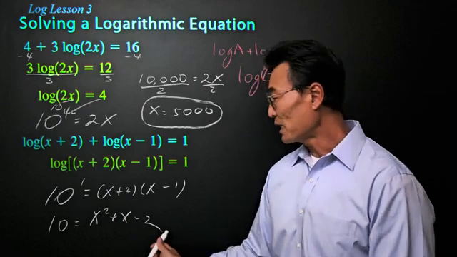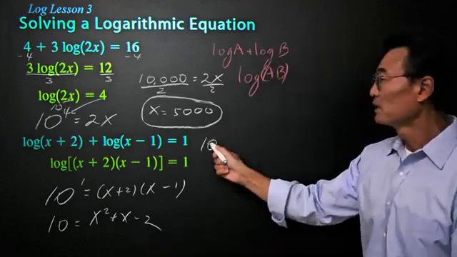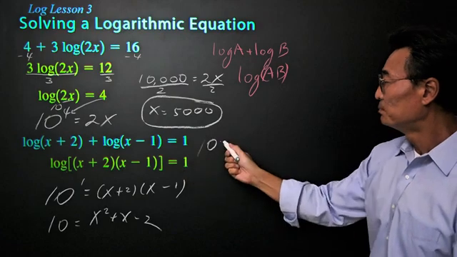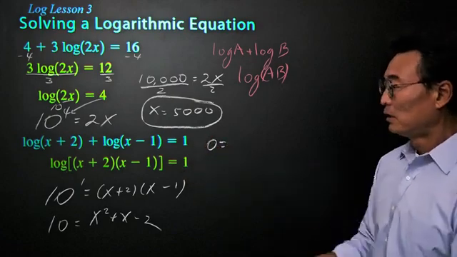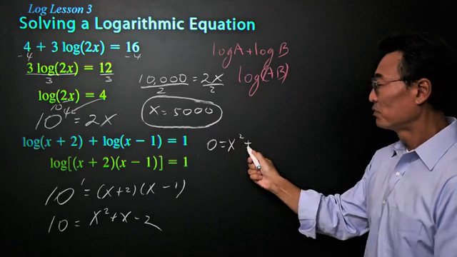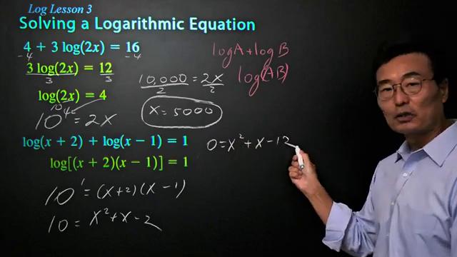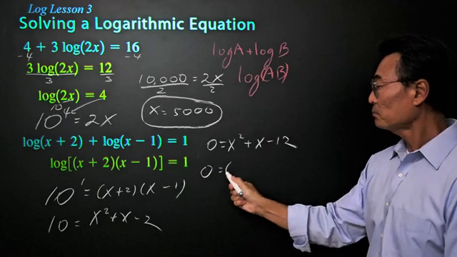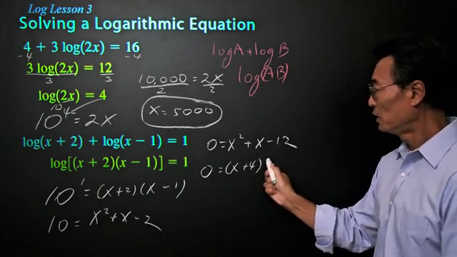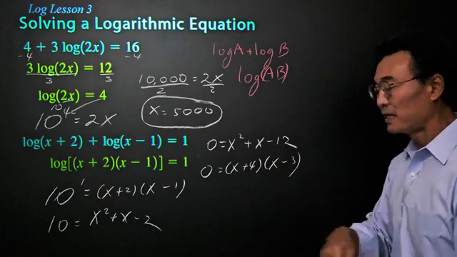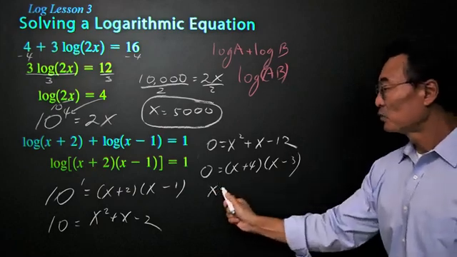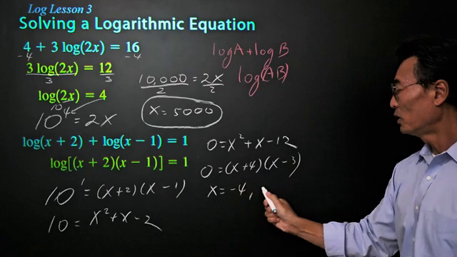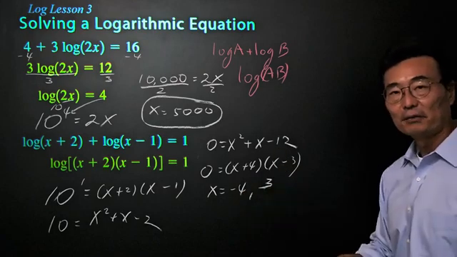Take the 10, subtract left and the right, giving us 0 equals x squared plus x minus 12. Factor this. We get x plus 4, x minus 3, where we get x equals negative 4 or positive 3.